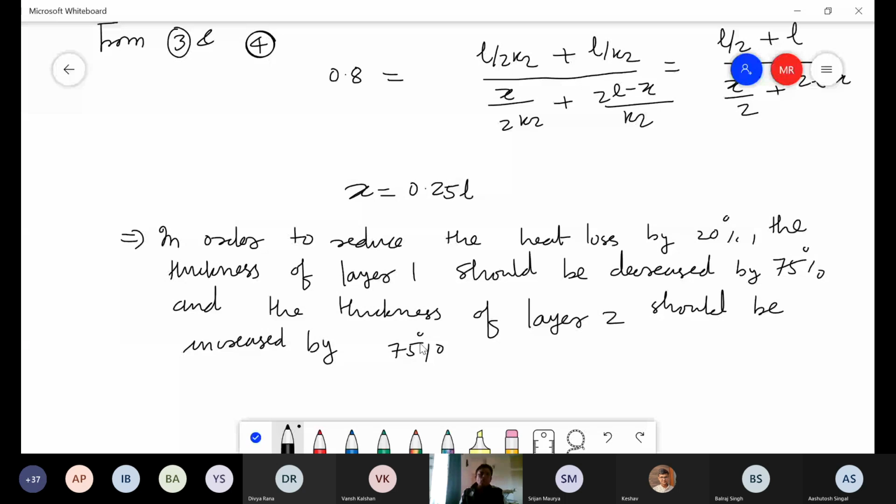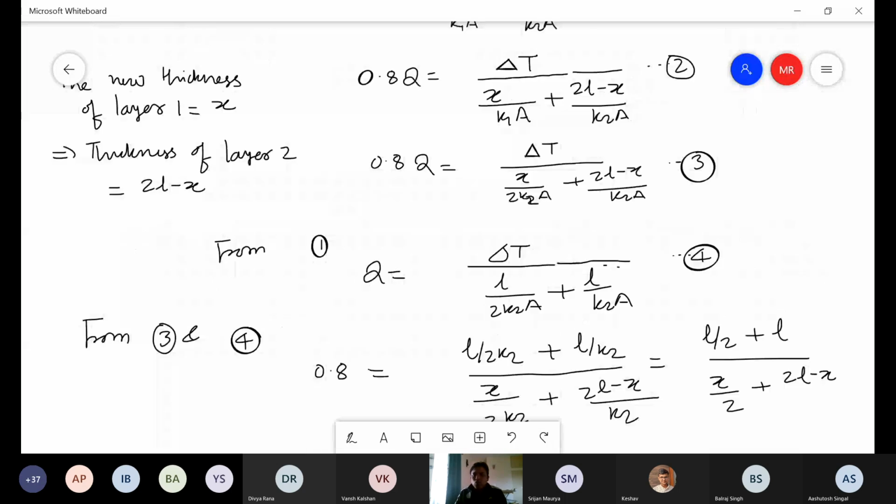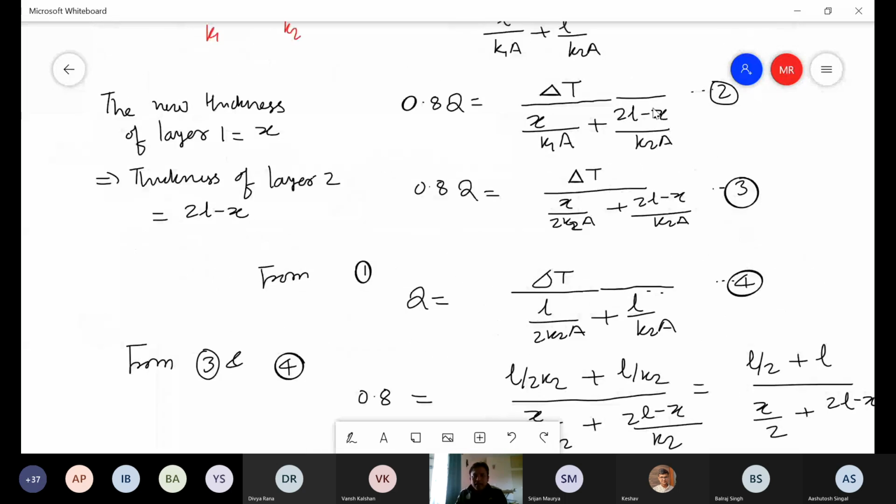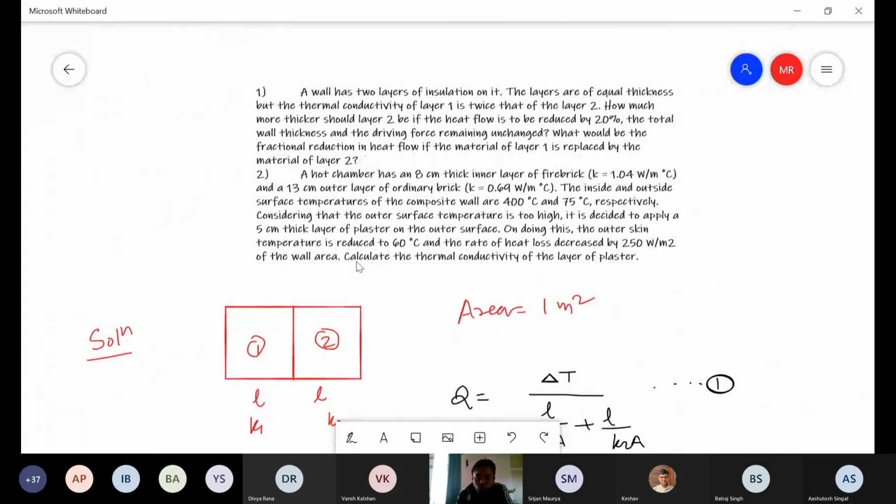Correct. Now in the second part, what is asked in the problem is what would be the fractional reduction in the heat flow if the material of layer 1 is replaced by material of layer 2. If I go back here and read through, what would be the fractional reduction in heat flow if the material of layer 1 is replaced by the material of layer 2.